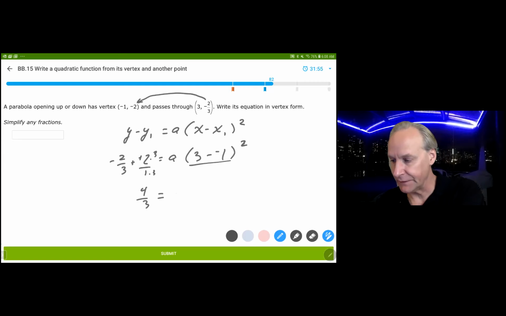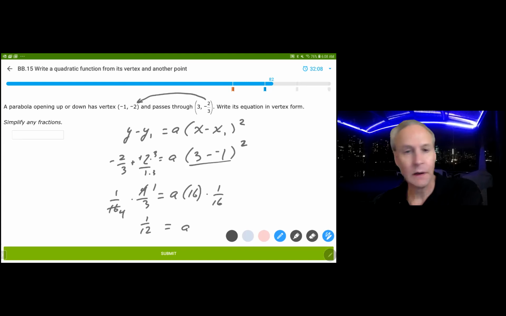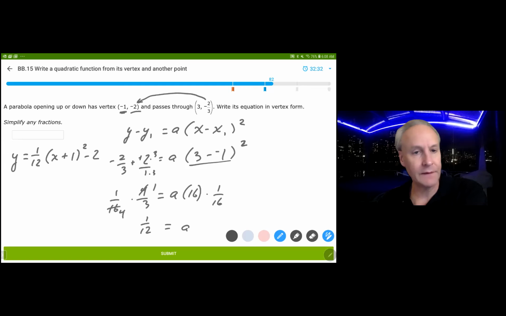This is 4 squared is 16. And I have to multiply by 1/16 on both sides. And I get 1/12 for A. Okay, so if A is 1/12, or M, I sometimes think of it as M, and Y is equal to the 1/12 times X plus 1. Remember, we are subtracting a negative 1, so that's really plus 1 squared, and then we're adding the K, so it's minus 2. And there it is.